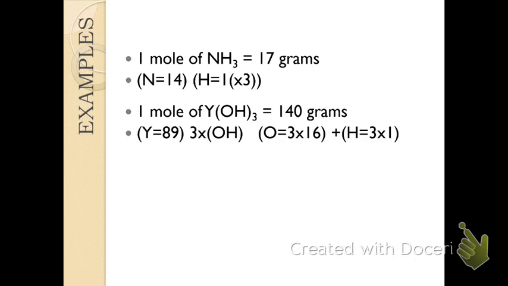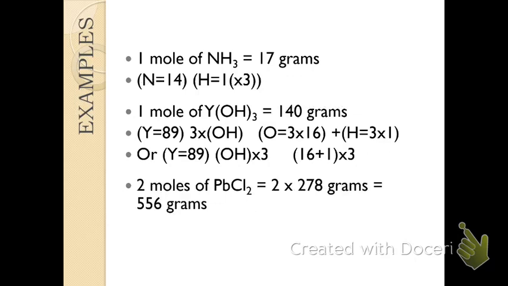Hydroxide, there are 3 of them. Each oxygen has a molar mass of 16 grams per mole. Each hydrogen has a molar mass of 1 gram per mole, and there are 3 of those, okay? Or I could say yttrium is 89, and each hydroxide, OH, is 17 grams per mole, and there are 3. So however you want to swing that.